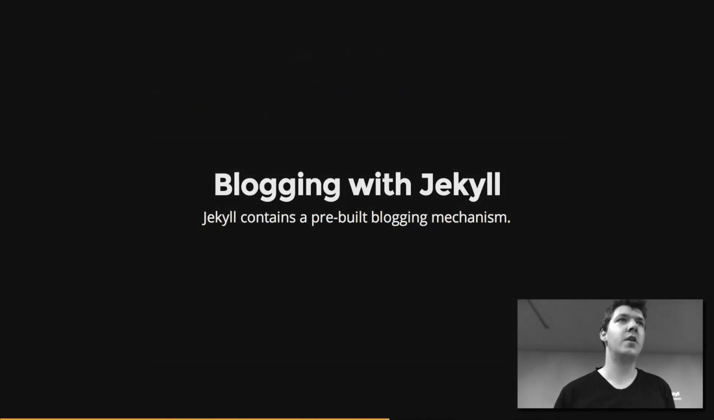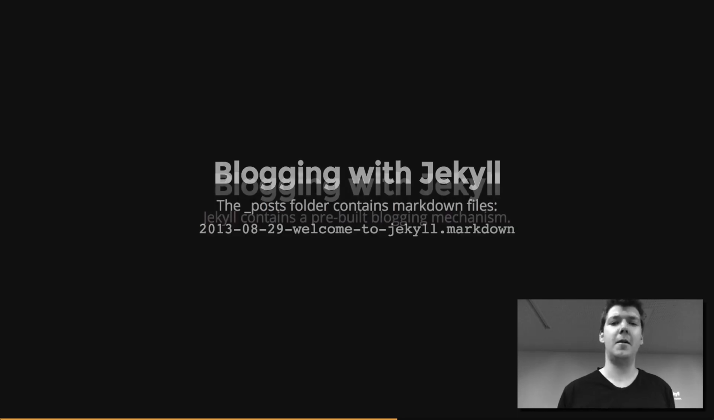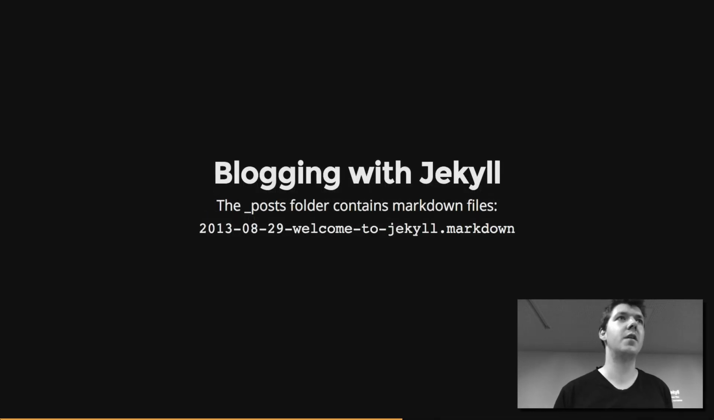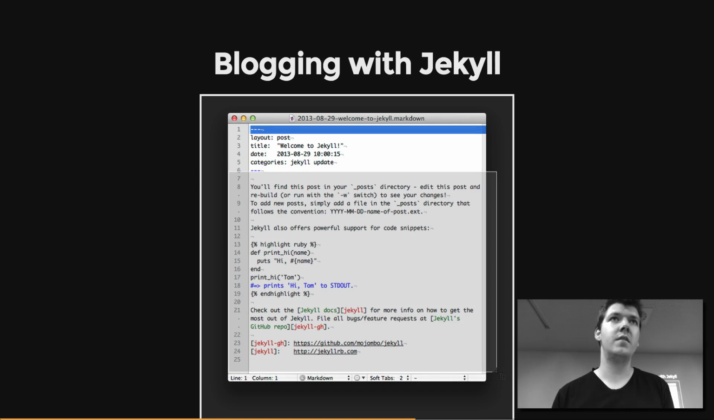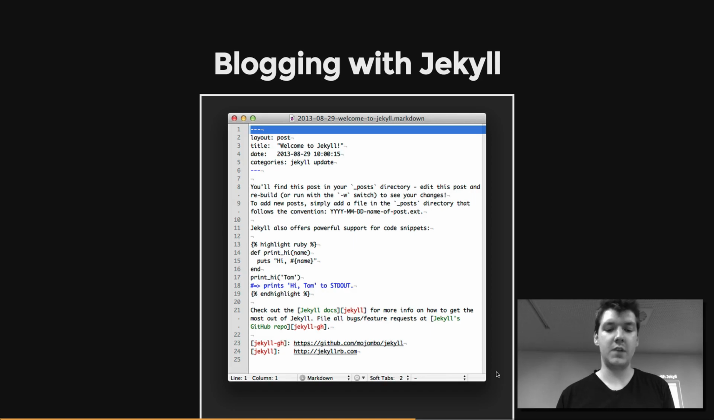Let's talk a bit about blogging with Jekyll. So Jekyll contains a pre-built blogging mechanism. It's also a popular way to blog for hackers. And how it works is there is a _posts folder, and it contains Markdown files, and they have a structure which starts with a date, then a title, and then the extension. So it looks a bit like this, where there's some metadata on the top, and then the actual post content written in Markdown is in the file itself.